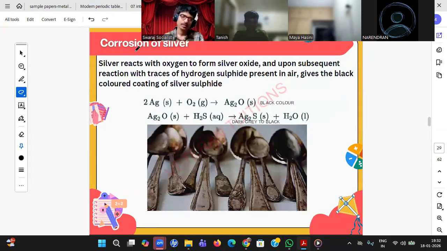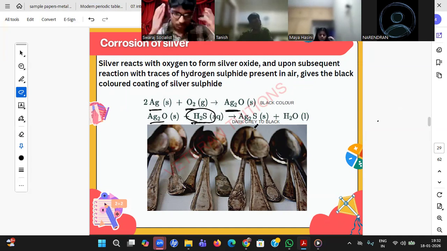Similarly, silver also will get corroded. Any doubt? Yeah, anode impure. Okay, very good. Anode impure. Okay, silver jewelry at your home will also get corroded. How? Silver reacts with oxygen in the atmosphere to form silver oxide, which is black in color, and with some H2S gas, the septic gas.